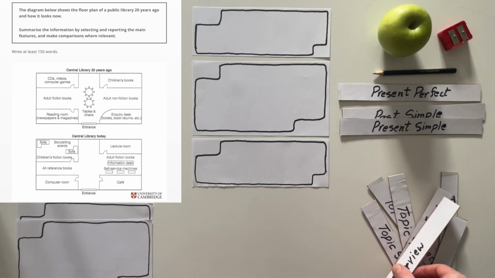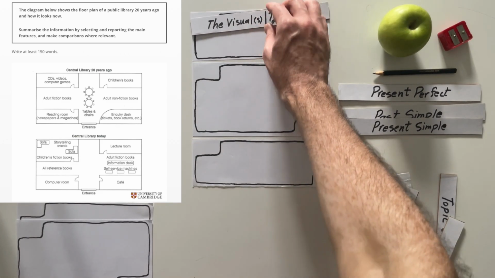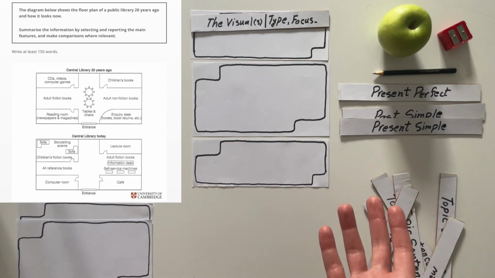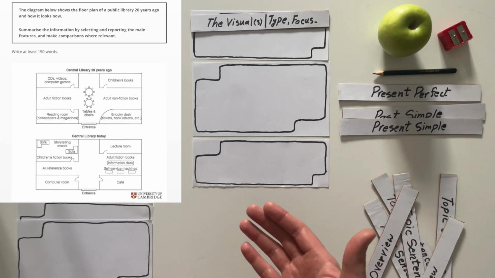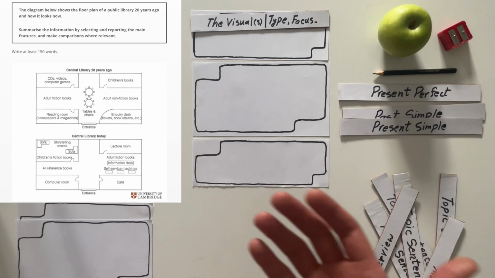Let's start with our very first sentence, the visual. What is it? It's a map. We know. Good. What else? What does it show? It shows there are two maps. The first one shows what this place, a central library, looked like 20 years ago, and there are a series of changes that have taken place in this place until now, which is shown in the second map, in the second floor plan.